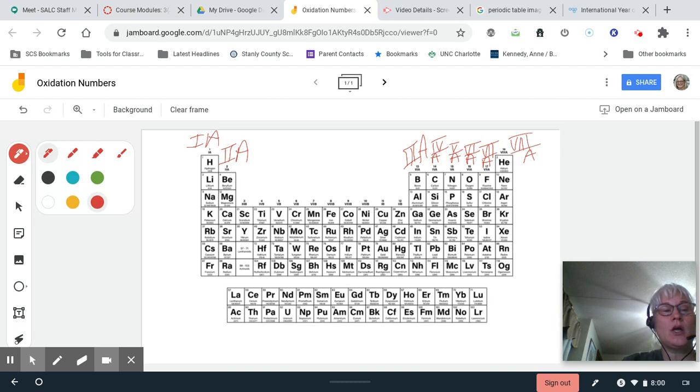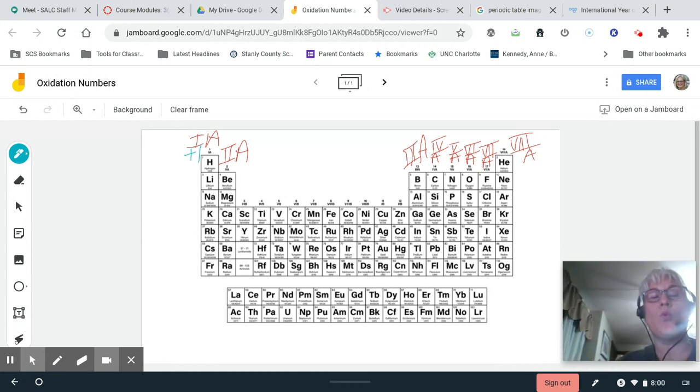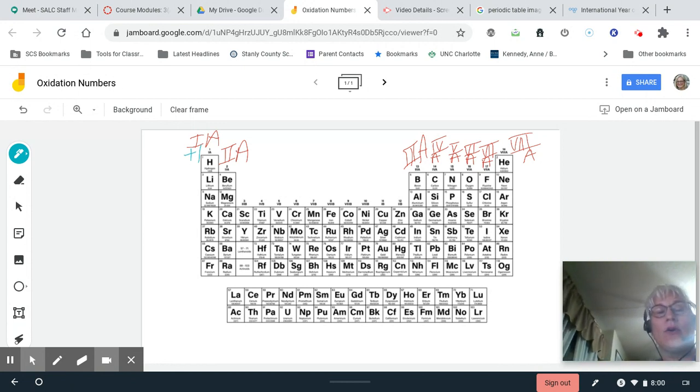So I'm going to change colors. Group 1, we talked about yesterday. Group 1 is your most reactive metals. So that's Roman numeral 1A. They are going to have a positive oxidation, a positive charge. They have one electron in their outer energy shell.